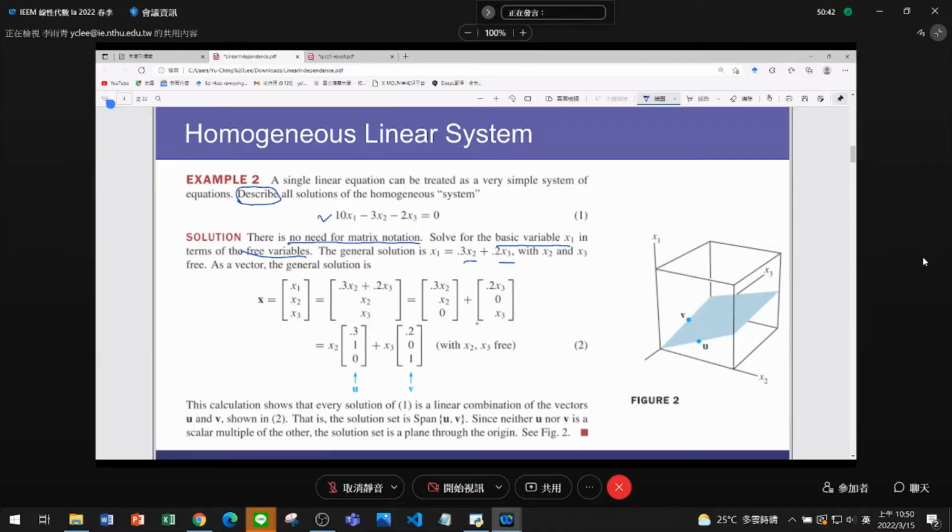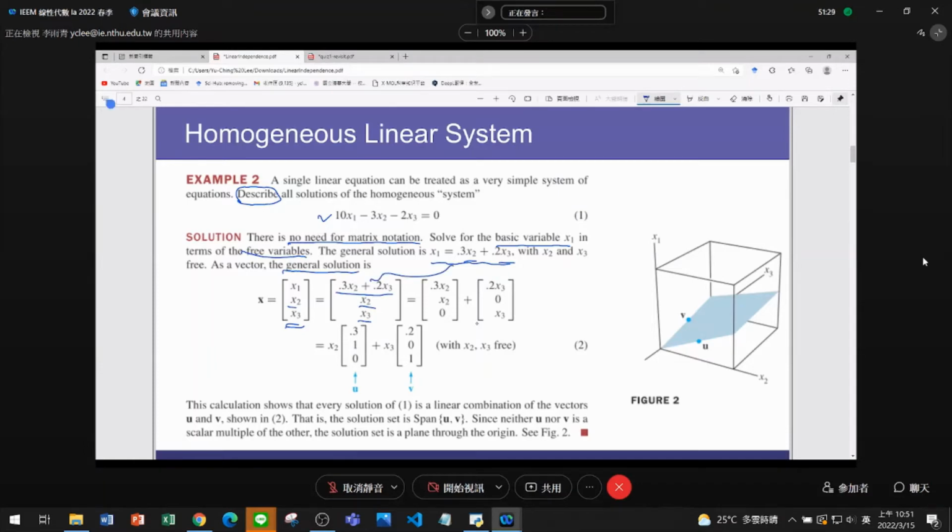Then we can describe the selected basic variable x1 using free variables. So this expression x1 equals 0.3 times x2 plus 0.2 times x3 is equivalent to saying that we have selected x1 as the basic variable, whereas x2 and x3 are two free variables. Okay, then we can write the general solution using a similar procedure as in the previous example. X equals x1, x2, x3, where x2 equals x2, x3 equals x3, and x1 equals this expression that we just showed.